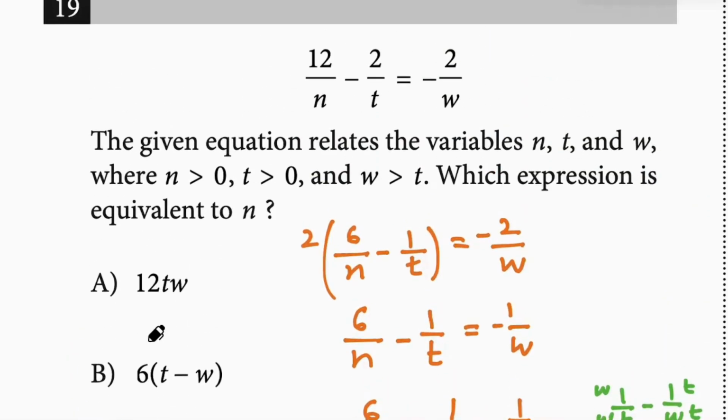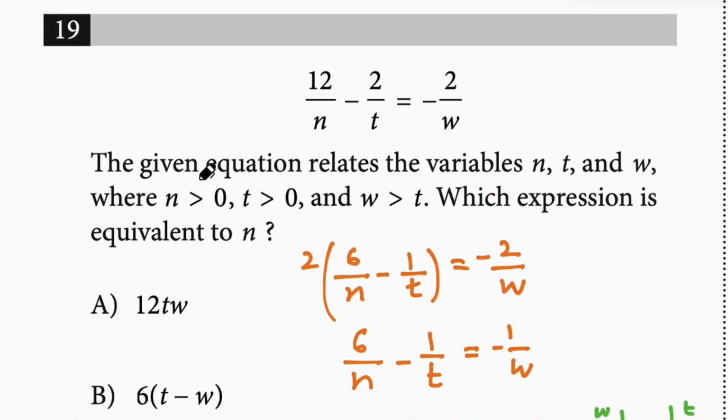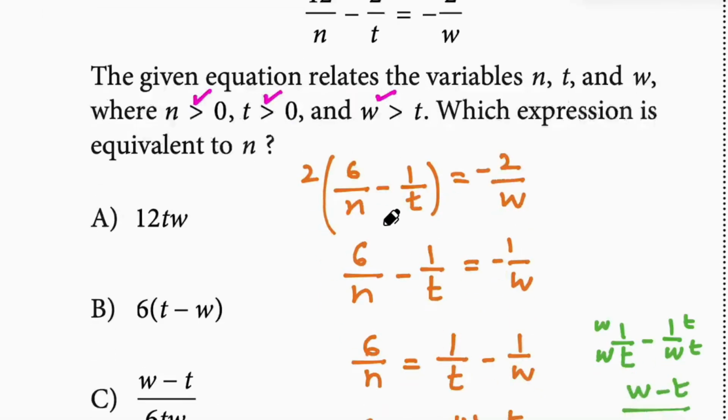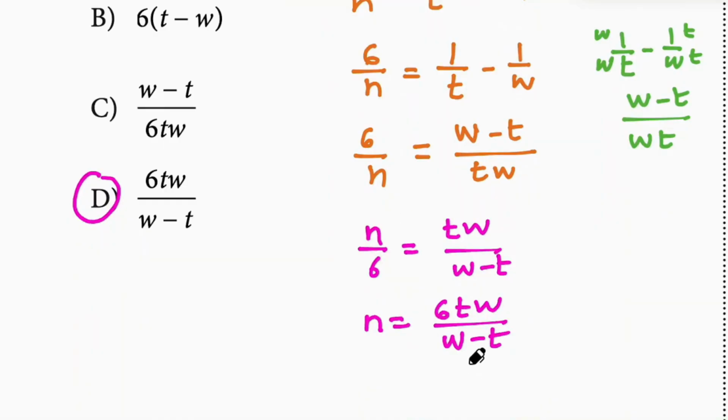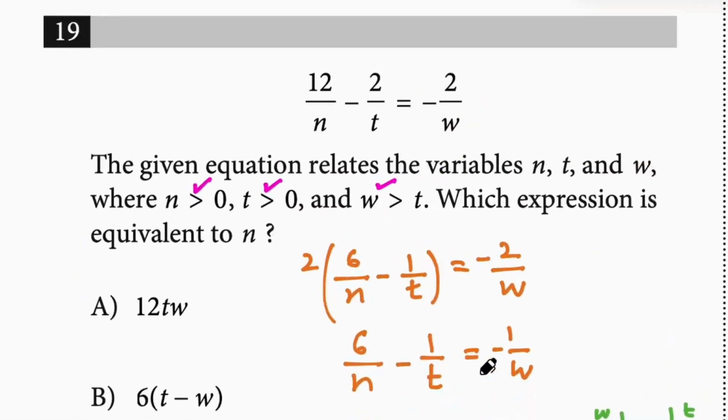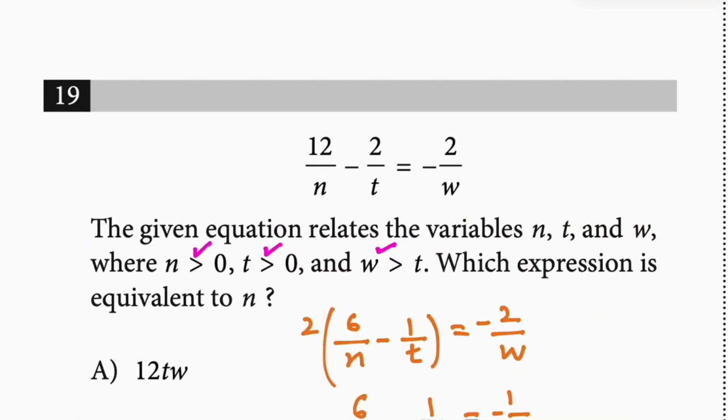Right? Have we satisfied every condition? W is greater than T. Yes, because only if W is greater than T will this give me a positive result. Yes, we have covered every situation, and I think this question is clear to you.